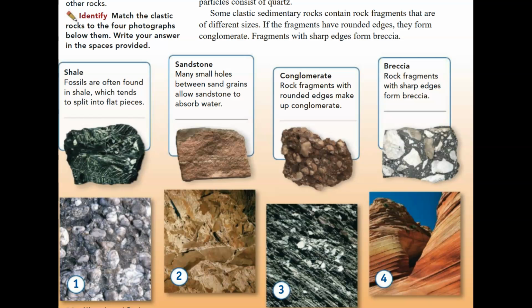Alright, they want us to match each clastic rock to the photographs that are below them. We have shale. Fossils are often found in shale, which tends to split into flat pieces. Sandstone. Many small holes between sand grains allow sandstone to absorb water. Conglomerate. Rock fragments with rounded edges make up conglomerate. And breccia. Rock fragments with sharp edges form breccia.